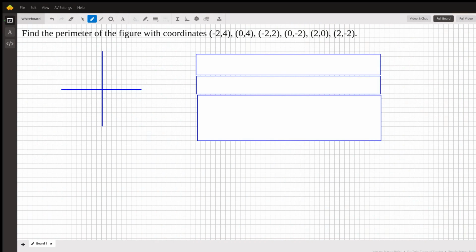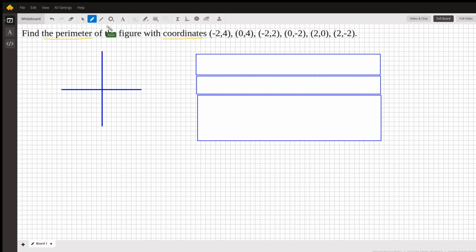Let's take a look at this coordinate geometry problem. The instructions are, find the perimeter of the figure with coordinates (-2, 4), (0, 4), (-2, 2), (0, -2), (2, 0), and (2, -2). What's this problem asking us to do? Well, the main goal is find the perimeter. And we've got a figure with coordinates.